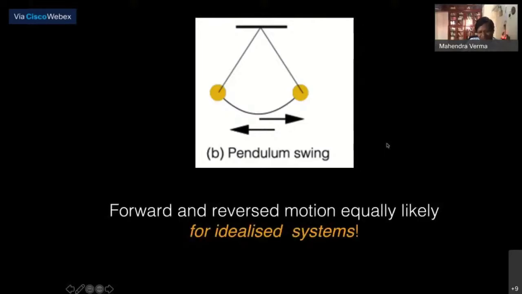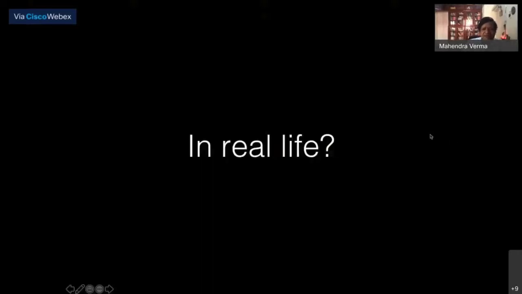Of course, a frictionless pendulum. If there is friction, then there will be a problem. But we assume a frictionless pendulum, and then these two motions are equally likely, and the forward and reverse motions are the same. Now, in real systems, do we see this kind of going forward and going backward being equally probable, or the system going forward or backward in both ways? Now, let's look at examples.